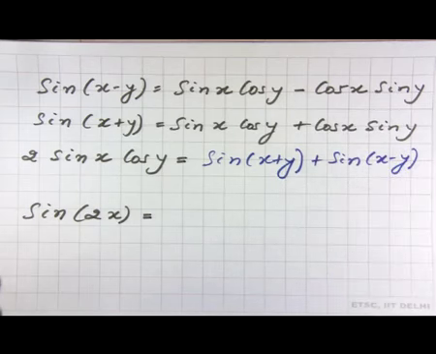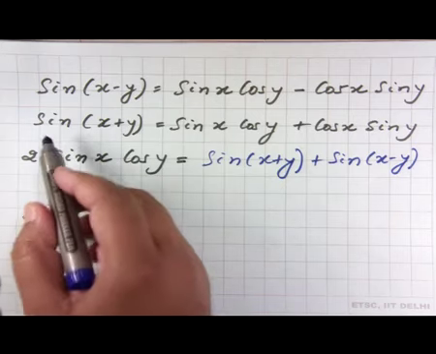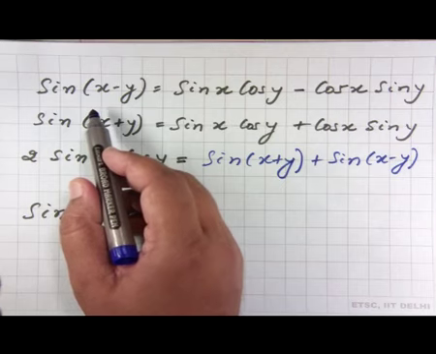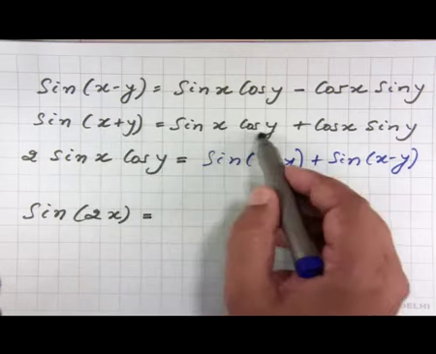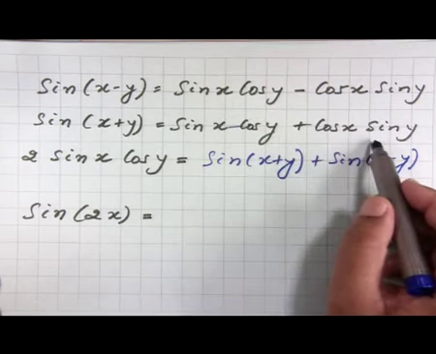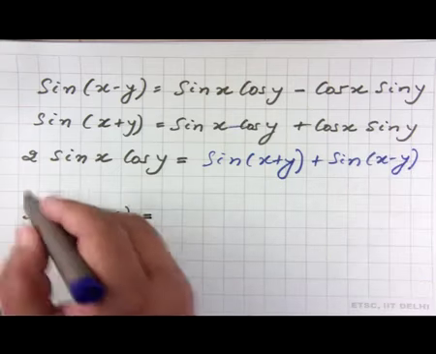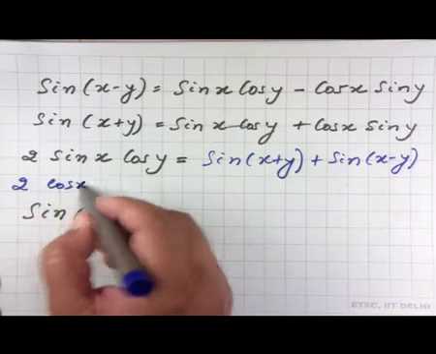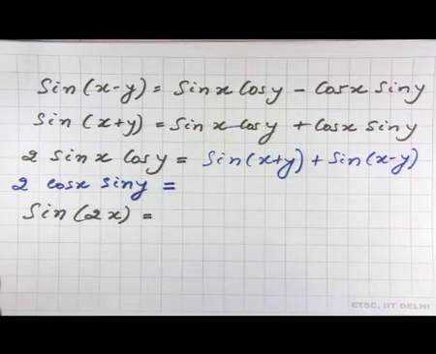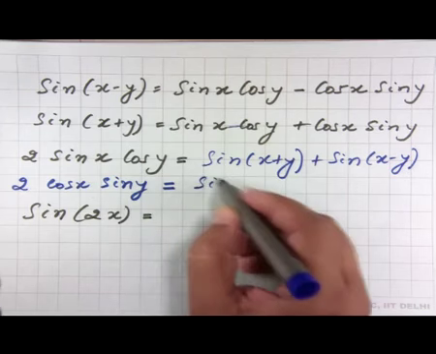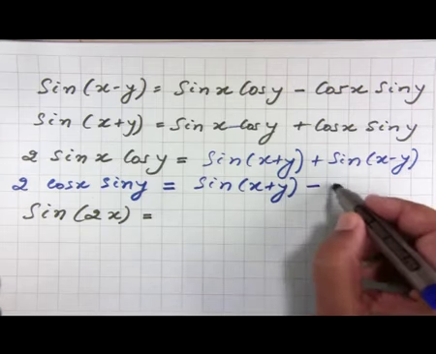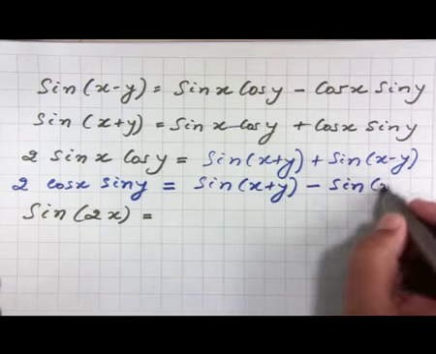In a similar manner, if we compute sin x plus y minus sin x minus y, then these two terms will get cancelled out and we will get twice of cos x sin y. Therefore, two cos x sin y equals sin x plus y minus sin x minus y.